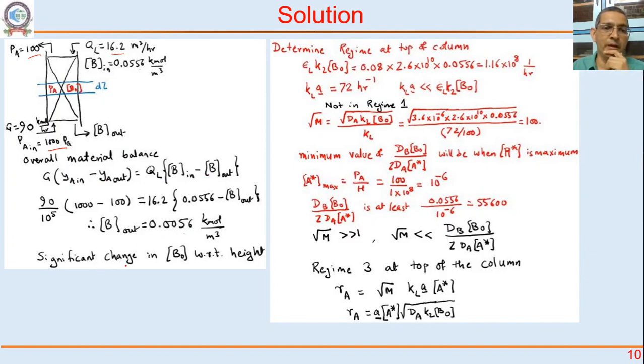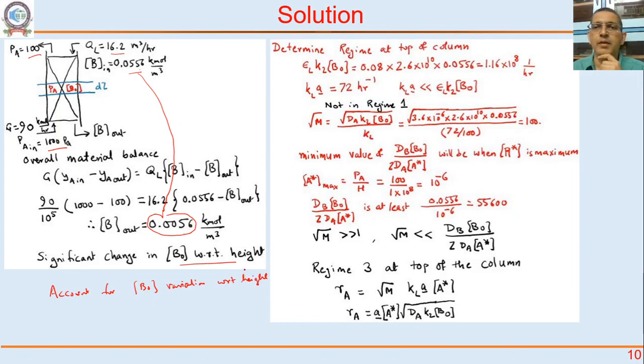Right? So there is significant change of B naught with respect to height. B naught is reducing by a factor of 10. 0.0556 is becoming 0.0056. See? So we need to account for B naught variation with respect to height.